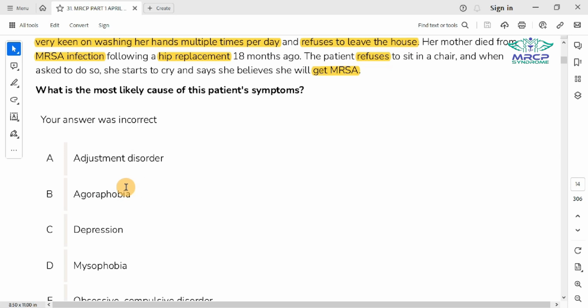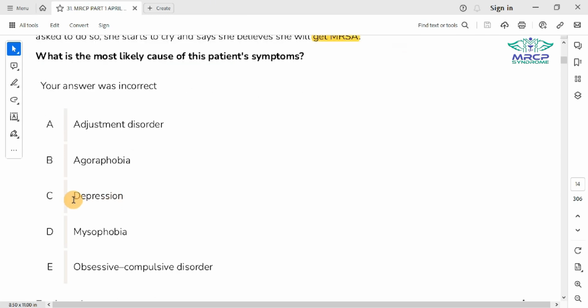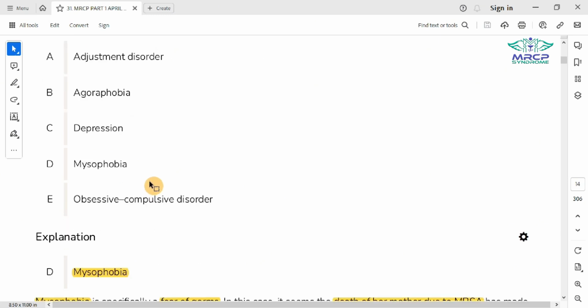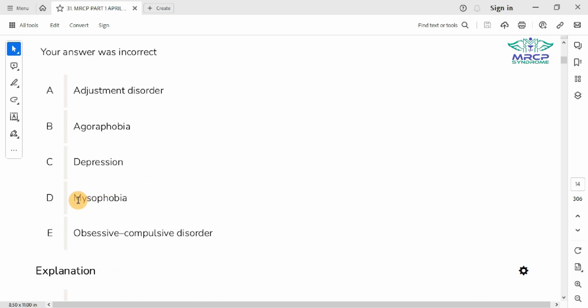Regarding agoraphobia, this usually involves fear of being in a situation where escape might be difficult or help unavailable, like in a crowded place, which often leads to avoidance of public spaces. And regarding depression, patients usually come with persistent low mood, loss of interest, and other affective symptoms. So the most likely diagnosis would be mysophobia.